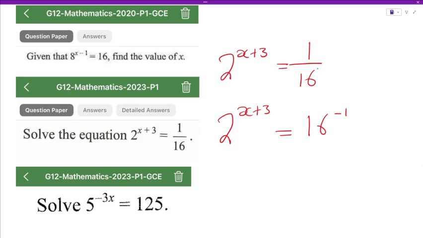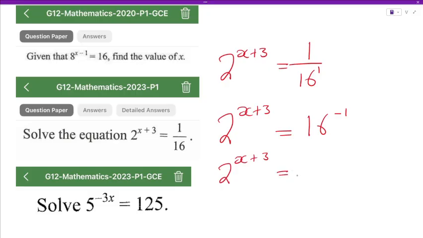Okay, remember, if you can't see the power, then it's a 1. So that's how come the power has become negative 1. That is the right thing to do there. Once you have done that, you can now say, what's the common factor for 2 and 16 other than 1?